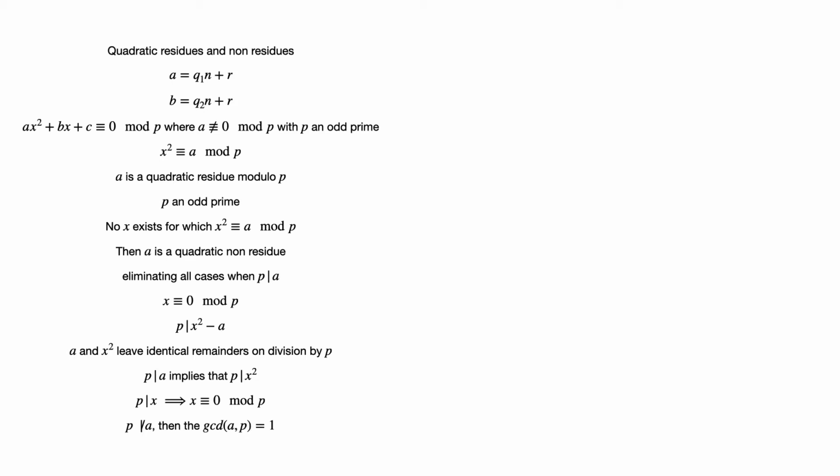Next, we establish Euler's criterion, which gives us a means of determining which values of A are quadratic residues modulo P. Firstly, the statement of the criterion is as follows. A number A is a quadratic residue modulo P, where P is an odd prime, if and only if A to the power (P minus 1)/2 is congruent to 1 modulo P. The proof is elementary.